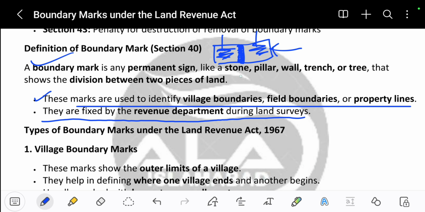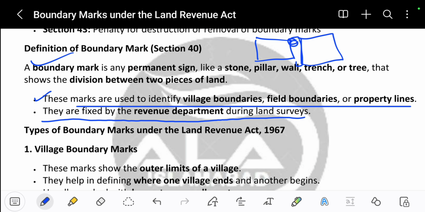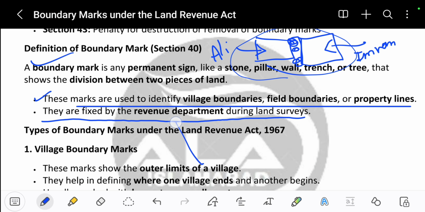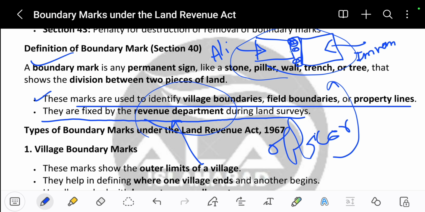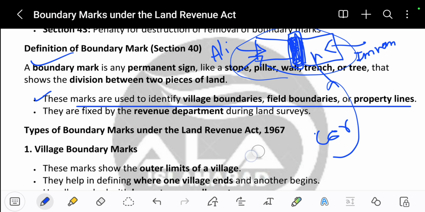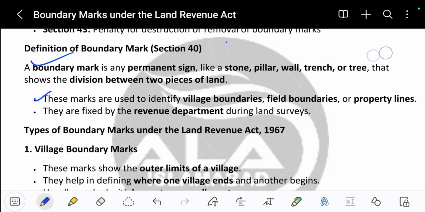So basically, in villages, normally there are no fixed boundaries, but some people in villages have placed a few stones to indicate that this land belongs to Ali, this land belongs to Imran. But when you are registering these lands with the revenue department, then the revenue department officers come to your place and make a proper wall between these lands in order to separate them permanently. So obviously this is done with the help of the revenue department.